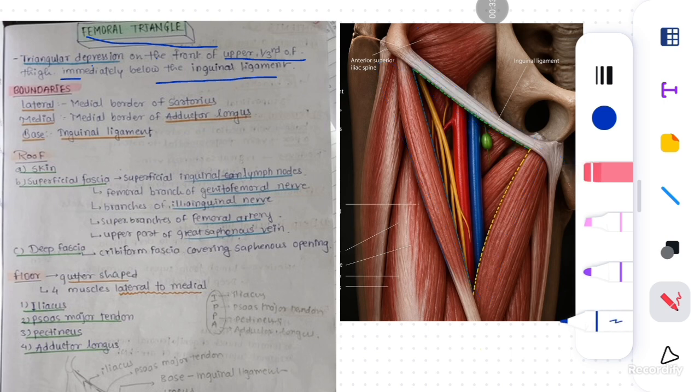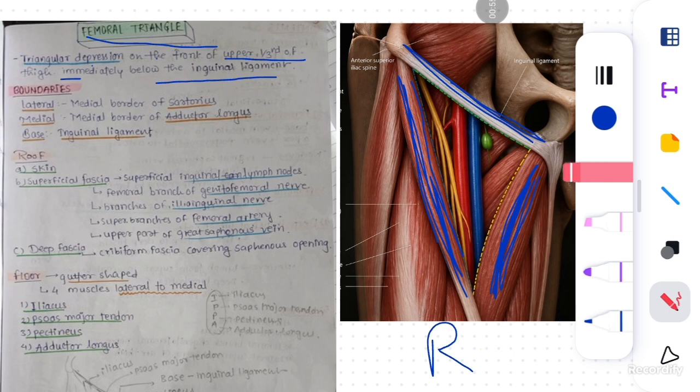The boundary laterally is the medial border of sartorius muscle. Here is the sartorius and this is the right femoral triangle. And medially is the medial border of the adductor longus. And the base is the inguinal ligament.